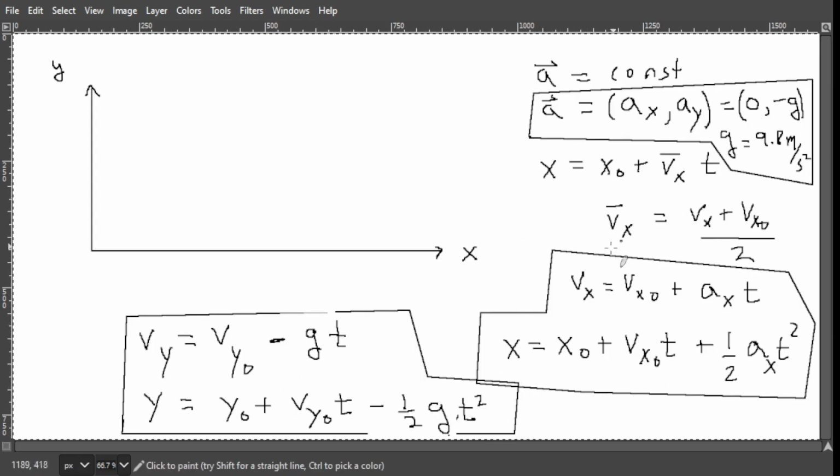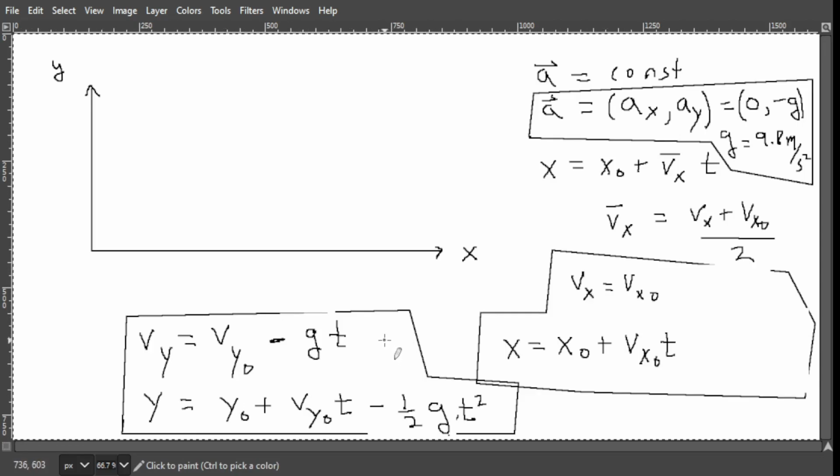Now for the horizontal components of our kinematic equations for projectile motion, the x components, we just replace ax with 0. So replacing ax with 0, the second term in the velocity in the x direction, or x component of velocity, disappears. Similarly, so now we have our 2D kinematic equations for projectile motion.